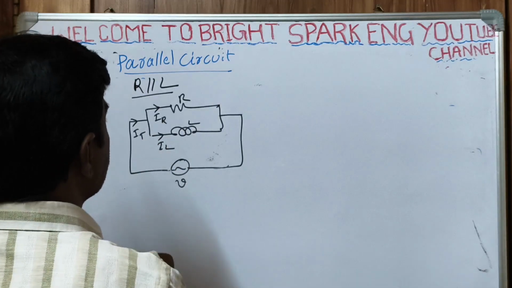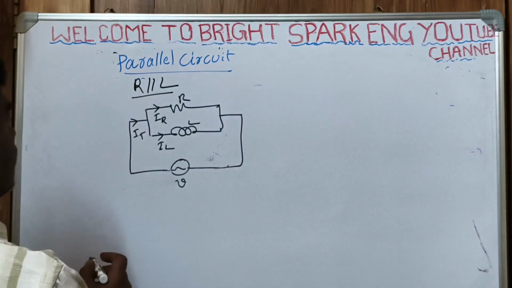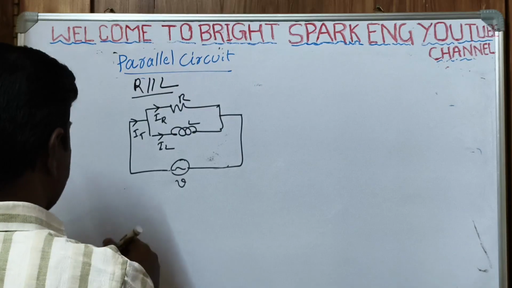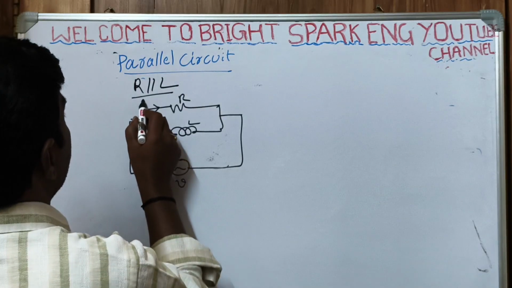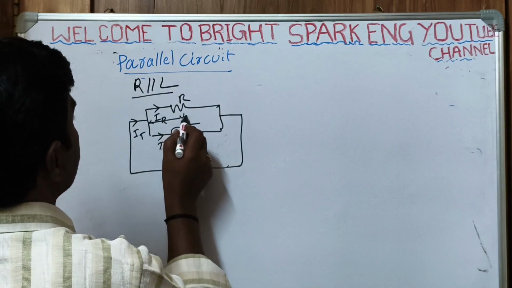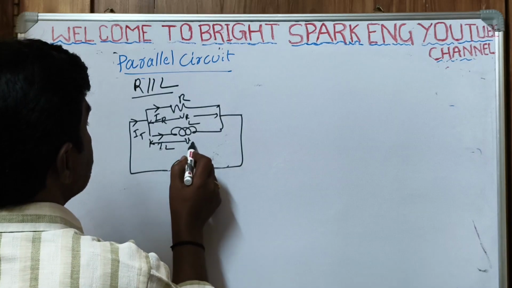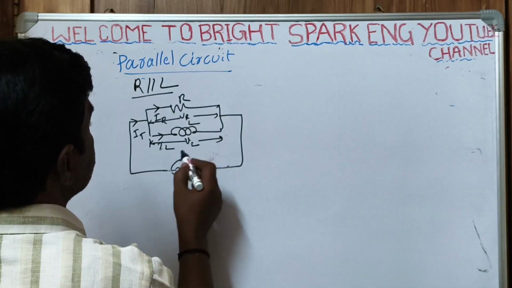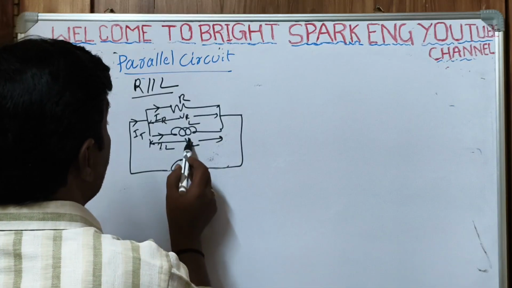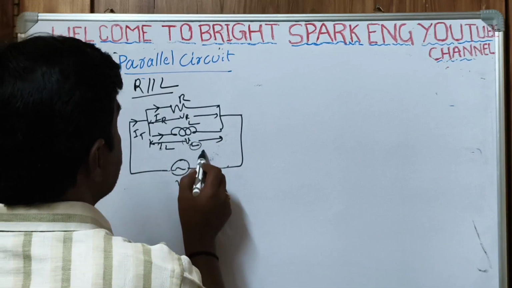This is the voltage. Here the voltage drop across the resistor is V of R, and here the voltage drop is V of L, the voltage across the inductor.